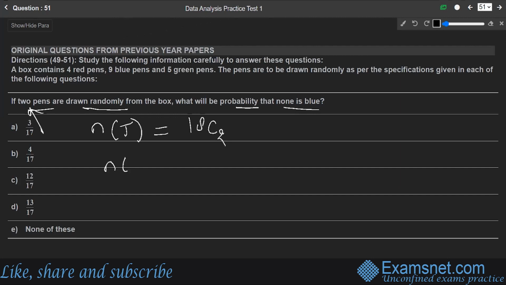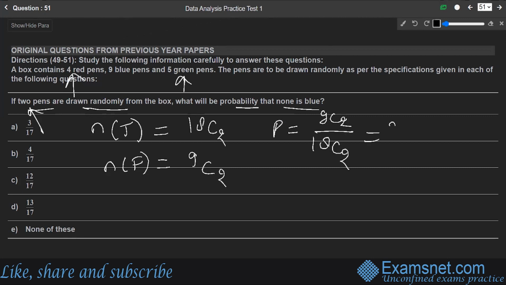Favorable outcomes. Let us find out the favorable outcomes. He's saying none is blue. So if you don't want any blue, then obviously you will be picking the pens from the red or the green. How many total red and green are there? That is 4 red and 5 green, so that is 9 pens. So obviously I want to pick my pens out of these 9, but not blue. How many ways out of 9 can 2 pens be picked up? It's clearly going to be 9C2. So the probability becomes 9C2 divided by 18C2.